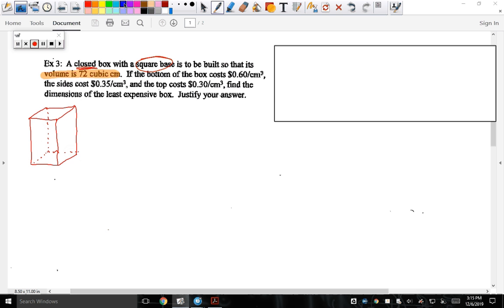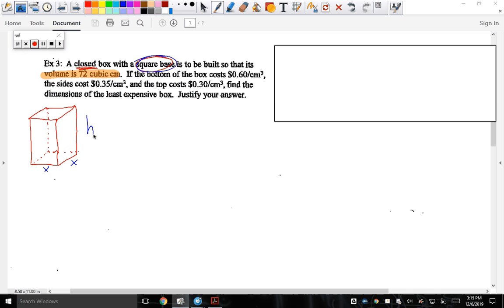So this is X and this is X. Why? Because it said it was a square base. And I can call this H for the height. You with me? Alright, so let's keep reading.